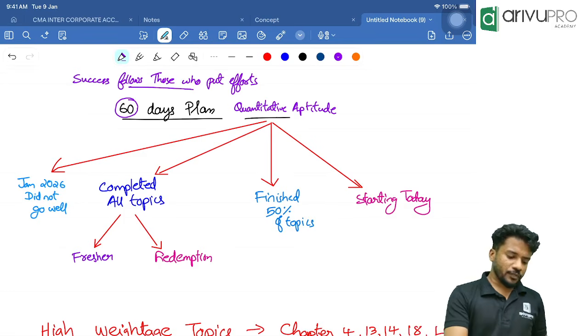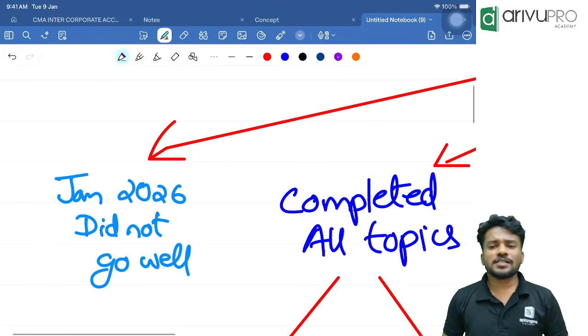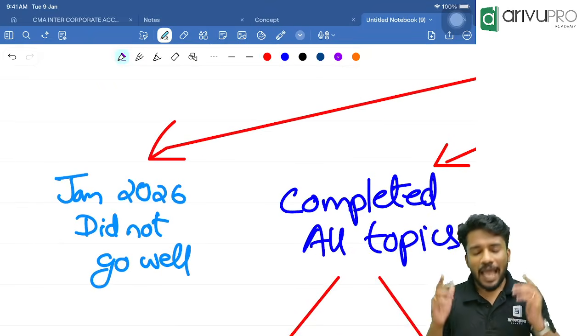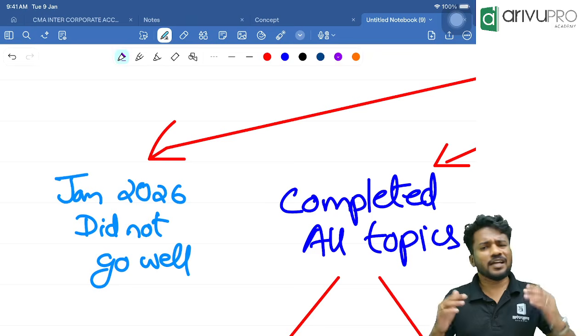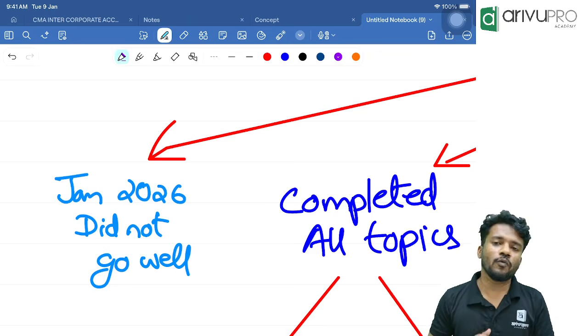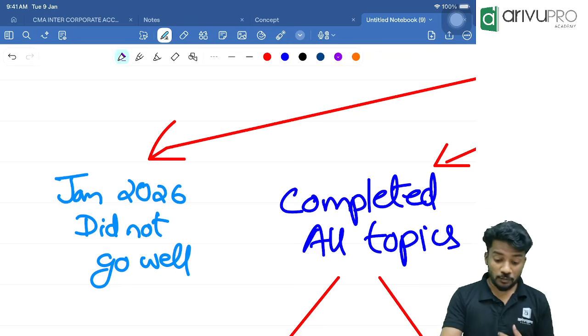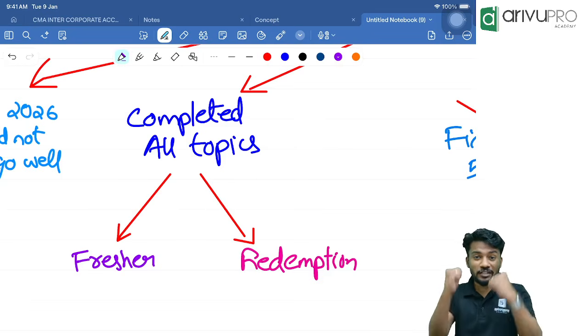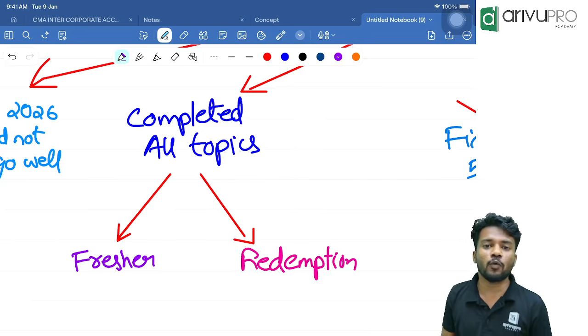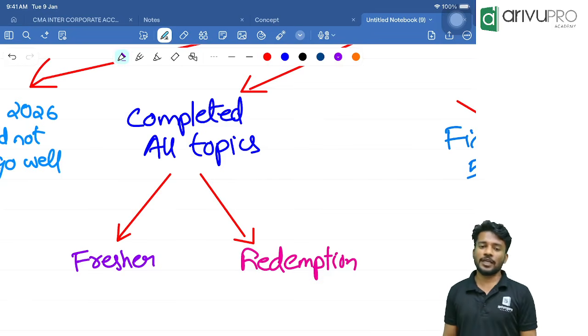First, those who attended the Jan 2026 attempt and couldn't clear it. Okay, the Jan 26 did not go well. Now we are looking for something called redemption, correct? You are looking for that redemption, to fight back and clear the foundation examination in May 2026.